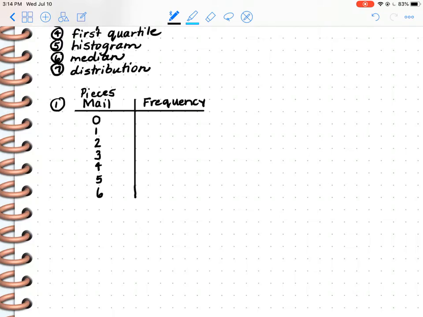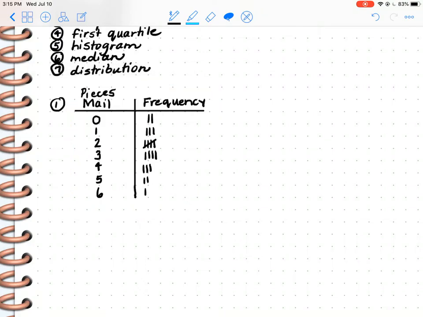So looking at the 0, there were 2 dots, so that's 2 people. 3 people said they got 1 piece. 6 people said they got 2 pieces. 4 people said 3. 3 people said 4. 2 5s and a 6. So that's another way to look at this data. And I think that I'm going to just make a copy of this so I don't have to draw it again. If that comes up, it may not.